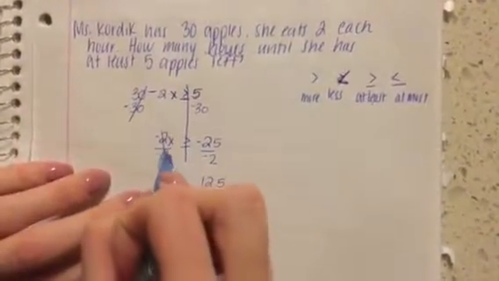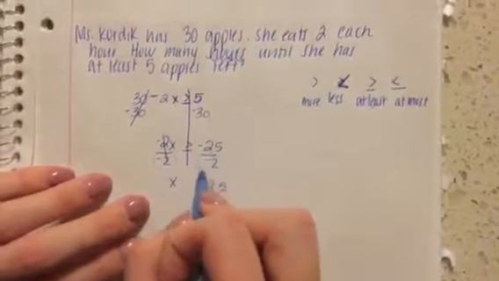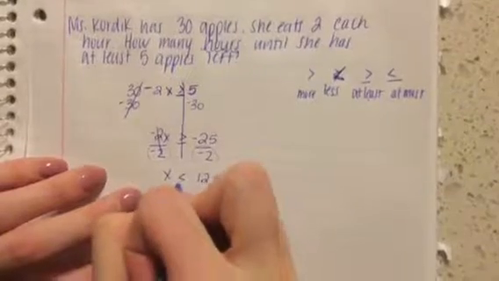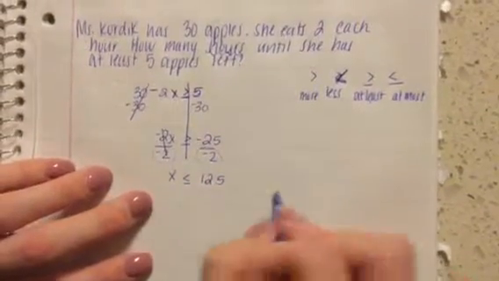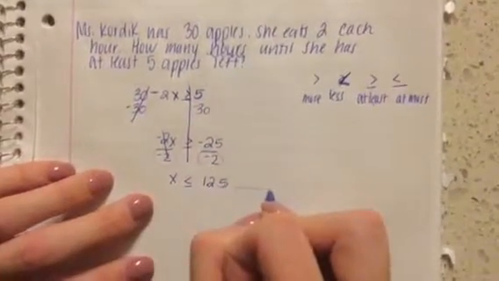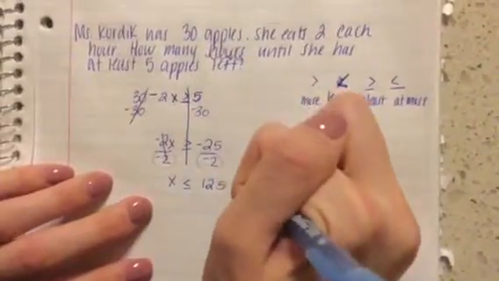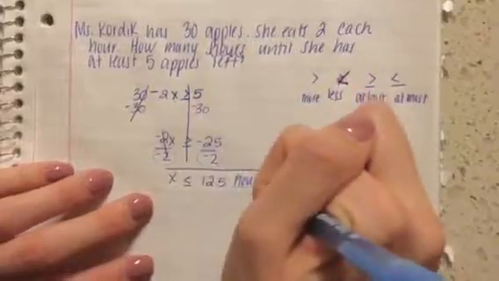Now I have to ask myself, did I divide both sides by a negative? You should be saying yes, so I need to then flip my inequality sign. My last step is to make sure I have my label, which I had underlined here, of hours. And that is my final answer.